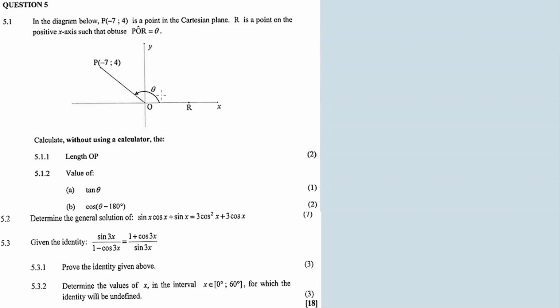Okay, 5.1. In the diagram below, P is a point on the Cartesian plane, and then R is a point on the positive x-axis such that obtuse angle POR is equal to theta. Calculate without using a calculator the length OP ku 5.1.1. Sifuna length OP from la all the way up to la. This is the arm radius. It's what we call an arm radius, right?